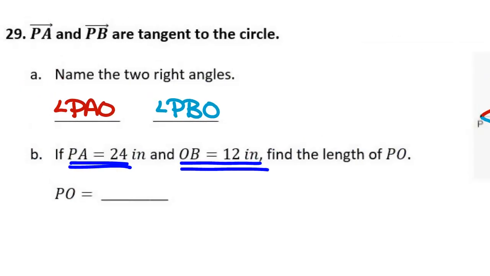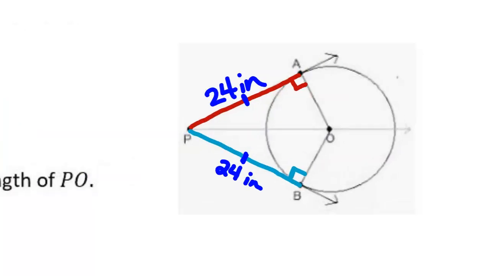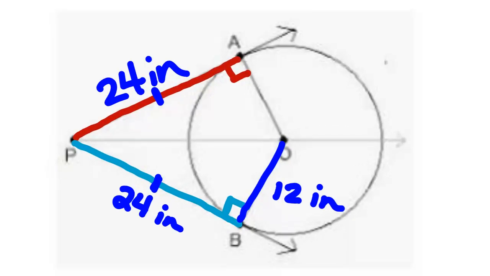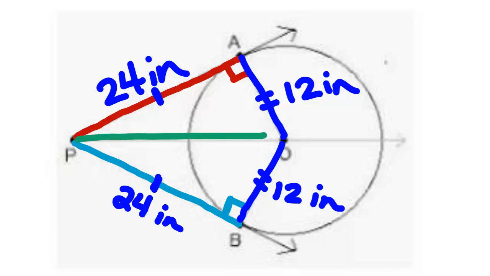And then it says that segment OB is 12 inches. What part of a circle would we call segment OB? A radius. And what do we know about all the radii in a circle? They're congruent. So OB is 12 inches. That means that OA is also 12 inches. They want us to find segment PO.